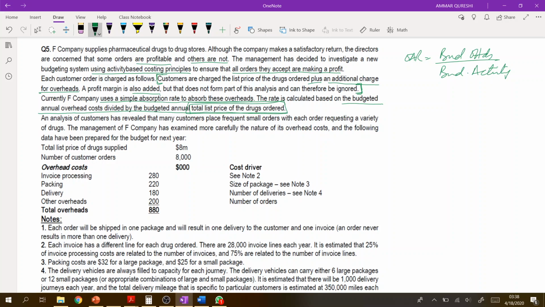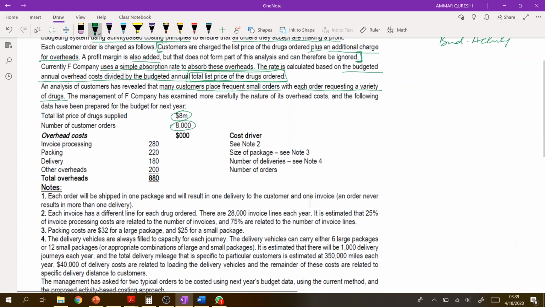An analysis of customers has revealed that many customers place frequent small orders, with each order requesting a variety of drugs. The management of the company has examined more carefully the nature of its costs, and the following data have been prepared for the next year. Total list price of drugs supplied is 8 million. This is the expected price. And the number of customer orders is expected to be 8,000, right?